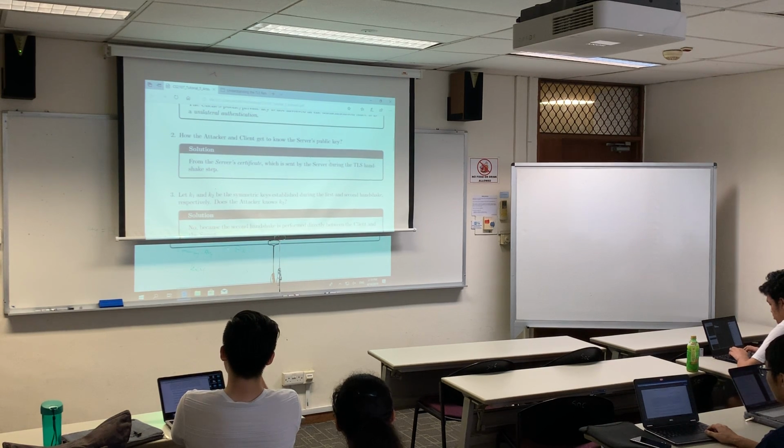Okay, so for the second question, how do the attacker and the client get to know the server's public key? Actually, in the second step, for the second communication message, the server will send the certificate to the client, and this certificate will include the public key. So the client can know the public key from this certificate.